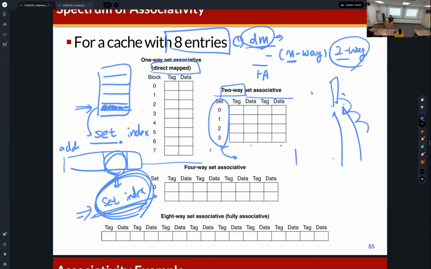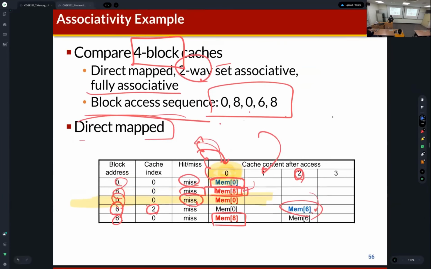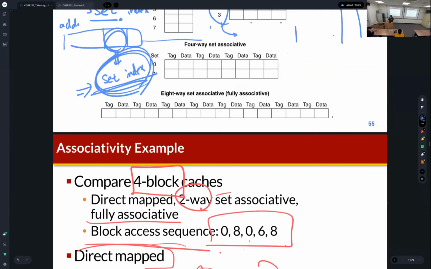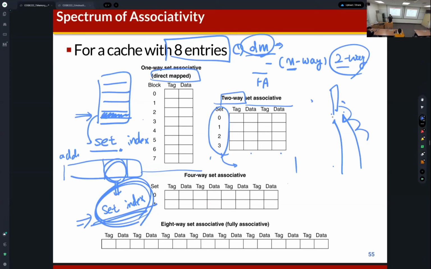But if we, as we discussed using this example, the cache miss rate can also be decreased. Which means that the performance of the cache can be increased using a set associative cache.